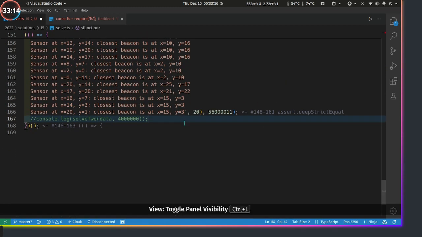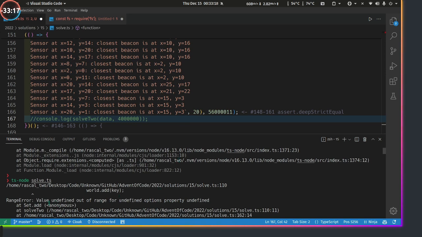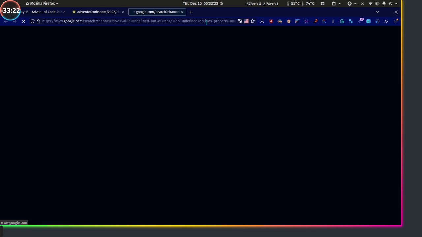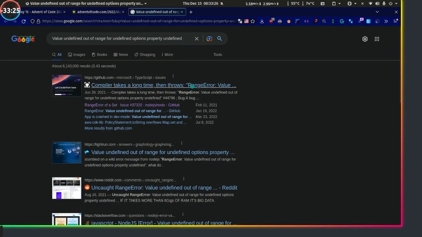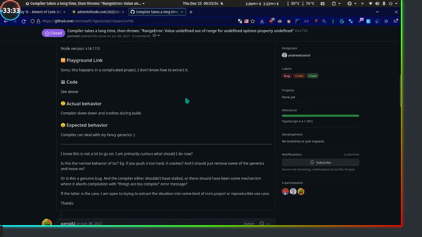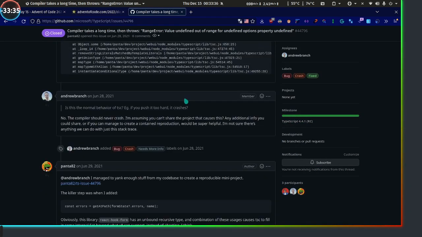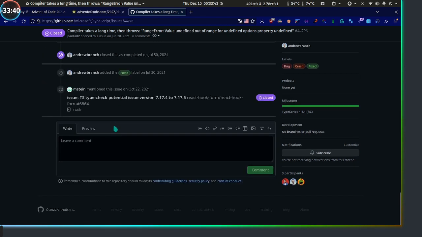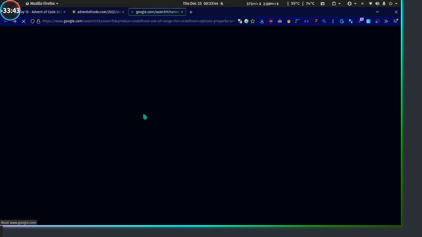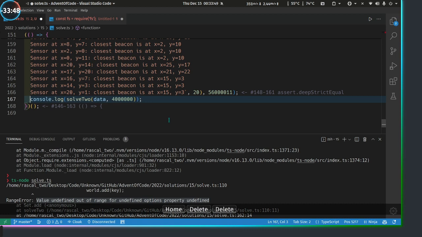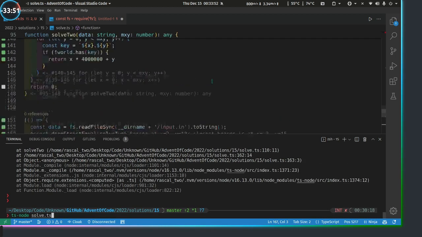Maybe I've got it enough working. Value undefined out of range for undefined option property. Making sure this is an actual me error. TypeScript. Oh, wait, this is TypeScript doing it. Oh, I swear. Entire stack trace, great. No crash, great. Okay, I'm gonna make sure this isn't me doing this. Okay, I think this is possible. Let's give it another run.